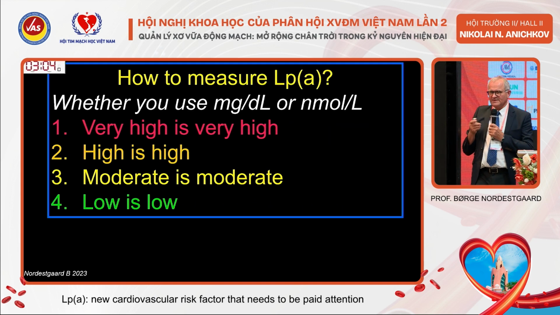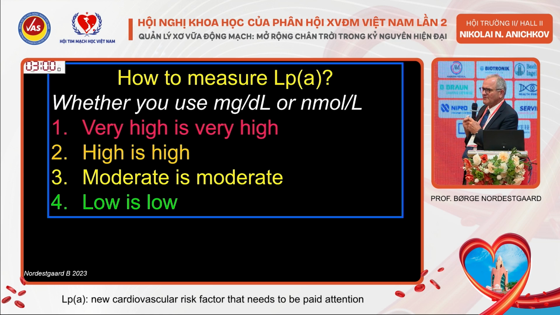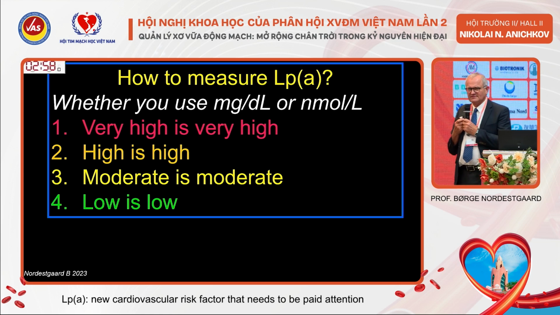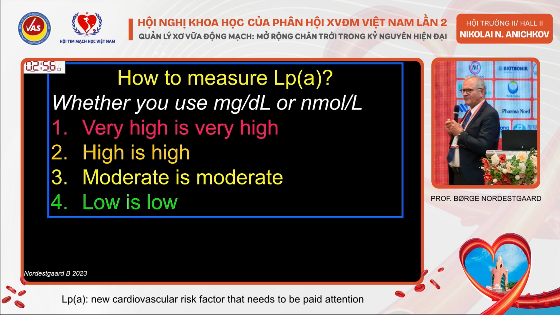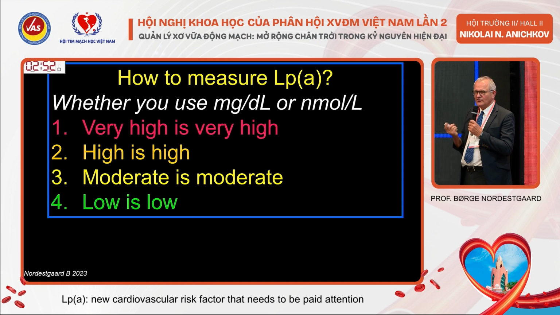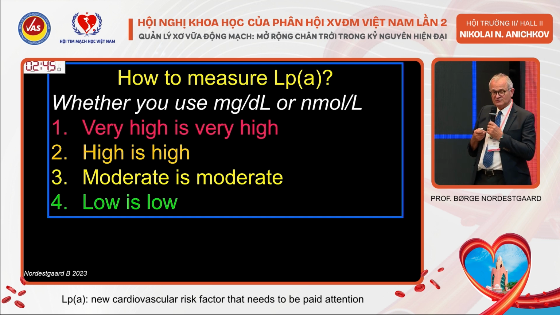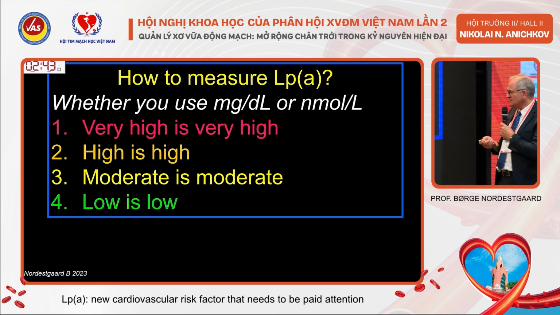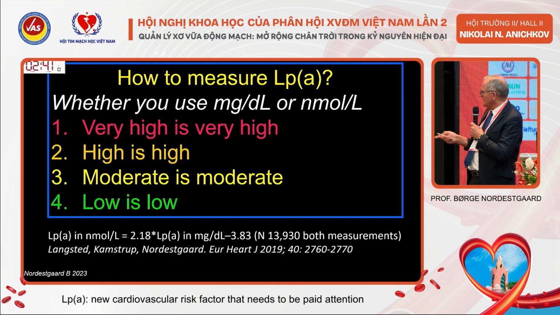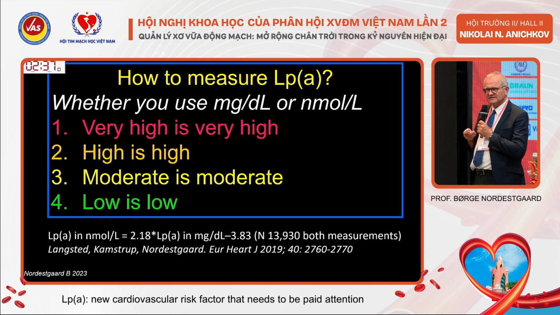And then I think there's a lot of discussion about whether we should measure it in nanomoles per liter or milligrams per liter. For me, it doesn't matter. Both assays are fine. So as put in red, if you have very high levels of Lp(a), it's very high irrespective of the assay. And if it's very low, it's low with both. And in between it's also the same. So just measure it and look at it. That's all you need to do. We have a conversion factor published in the European Heart Journal if somebody wants the details, but I don't think that's necessary.